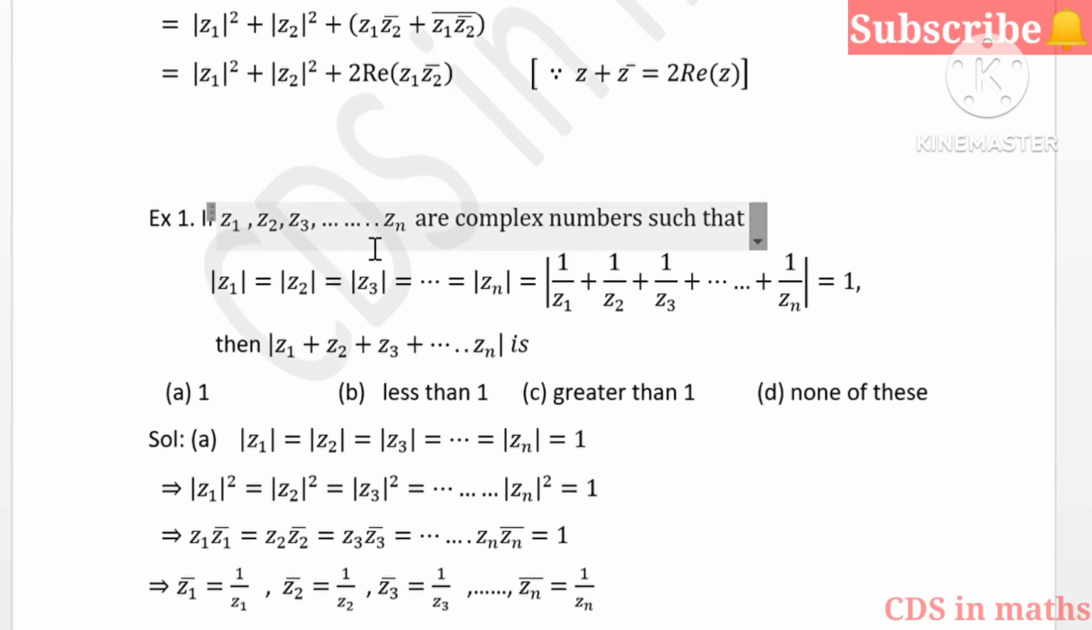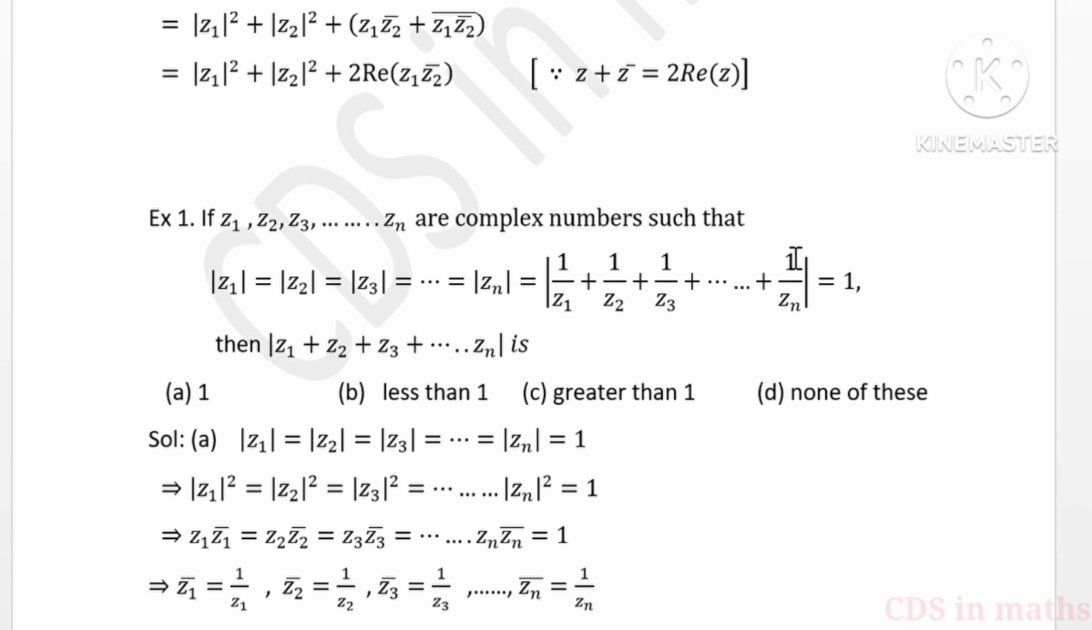And now let's go to the questions. This question came earlier in JEE Mains also. Sometimes it also came in NDA, and CBSE also asks it in class 11 standard. So what is the information given?